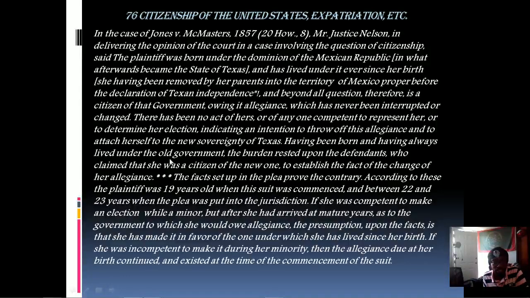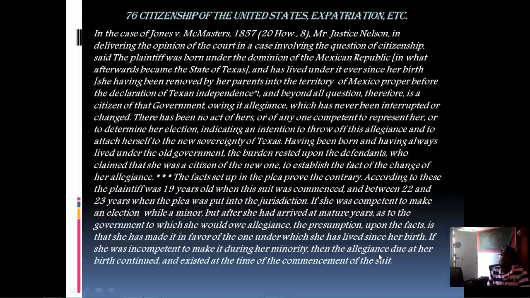To establish the fact of the change of her allegiance, the facts set up in the plea proved the contrary. According to these, the plaintiff was 19 years old when this suit was commenced, and between 22 and 23 years when the plea was put into the jurisdiction. If she was competent to make an election while a minor, but after she had arrived at mature years, as to the government to which she would owe allegiance, the presumption upon the facts is that she has made it in favor of the one under which she has lived since her birth. If she was incompetent to make it during her minority, then the allegiance due at her birth continued and existed at the time of the commencement of the suit.